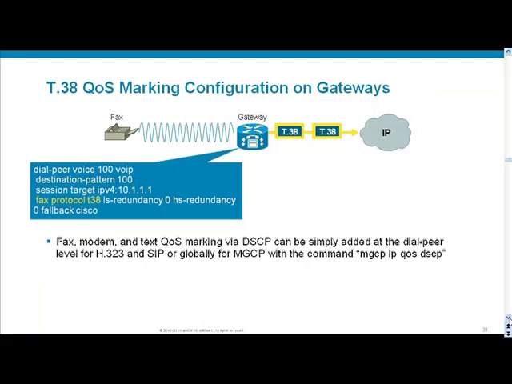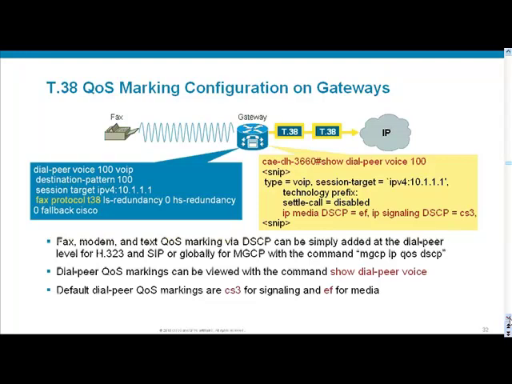So once that voice call matches this dial peer and gets set up, and the call switches to T38, whatever QoS parameters are set for that dial peer, the fax call is going to automatically inherit those, because that dial peer is matched from the beginning. So whether that call stays in voice mode or it switches to T38, the same QoS parameters are used. In this case, you can use the command show dial peer voice 100, and you can see that for IP media, the DSCP is set for EF, and the signaling is set for CS3.